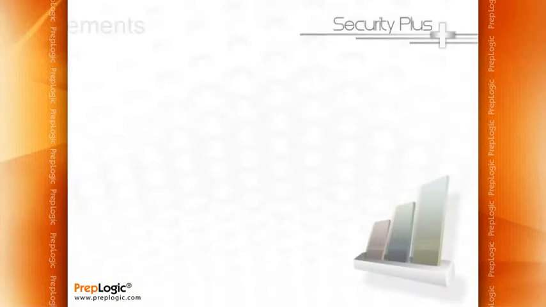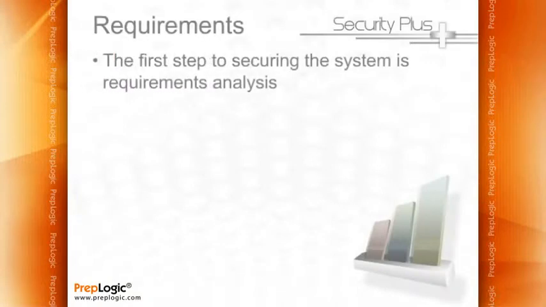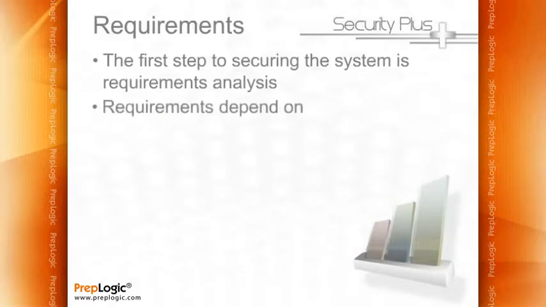So it is very, very important that we understand the true requirements of our system before we start implementing various security technologies. We could say then that the first step to securing our systems is requirements analysis. And requirements depend on a number of different things. First of all, we have to look at the sensitivity of information. Not all information is as sensitive as all other information.